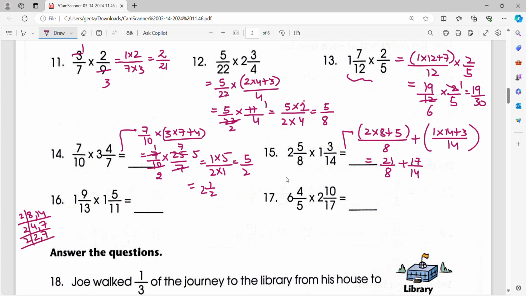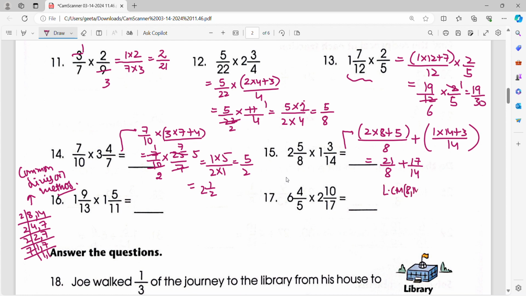Are you also finding LCM using common division or using prime factorization? Acha, you are not sure. Don't worry. But you know this method, na? This is called common division method. I'll send you this corrected PDF, right? Whatever I have written, you will get it. This is called common division method for finding out LCM, lowest common multiple.